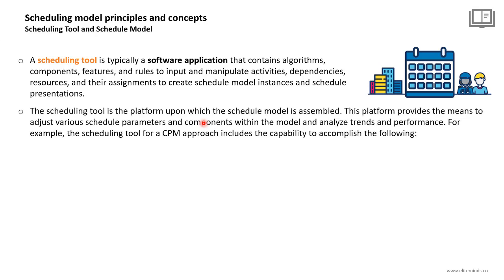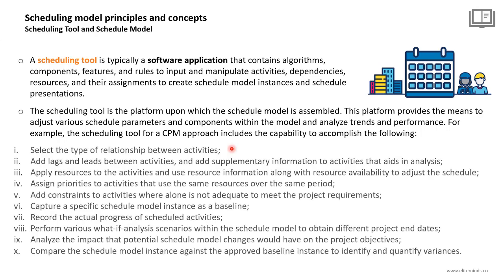The scheduling tool is the platform upon which the schedule model is assembled. This platform provides the means to adjust various schedule parameters and components within the model and analyze trends and performance. For example, the scheduling tool for a CPM approach includes the capability to accomplish the following. So, if you want to use the critical path method in your project and you are using a traditional environment or a waterfall method, the scheduling tool will enable you to do the following.